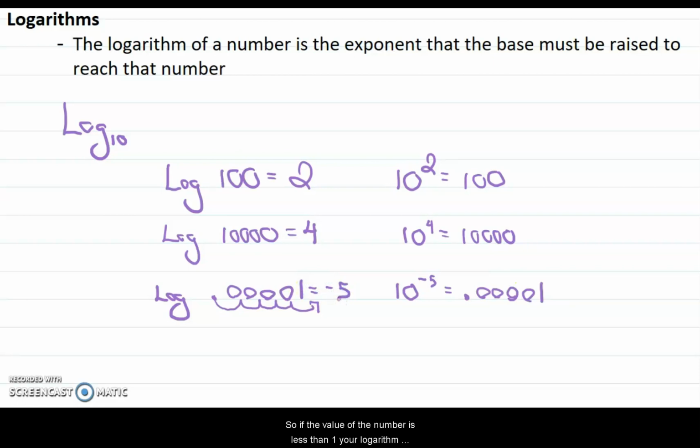Right. So if the value of the number is less than 1, your logarithm is going to be a negative number. If the value of your number is more than 1, then your logarithm is going to be a positive number. It's just asking what is the exponent? How many places do we have to move our decimal point for our log base 10?